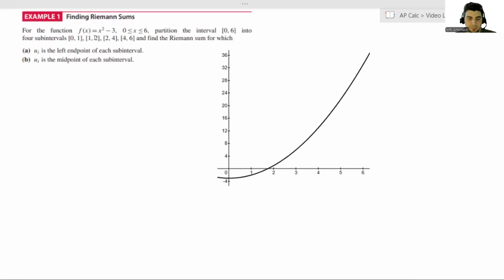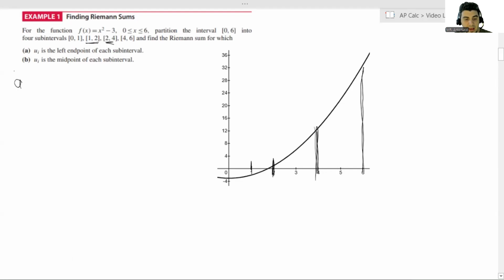So the function x squared minus 3 from 0 to 6, we're going to partition the interval into 4 subintervals listed here, and we're going to find the Riemann sum for which ui is the left endpoint and ui is the midpoint of each interval. So a couple things to notice. The first interval goes from 0 to 1. The second interval goes from 1 to 2, right here. And then the third interval goes from 2 to 4, right here. And then the last one goes from 4 to 6.